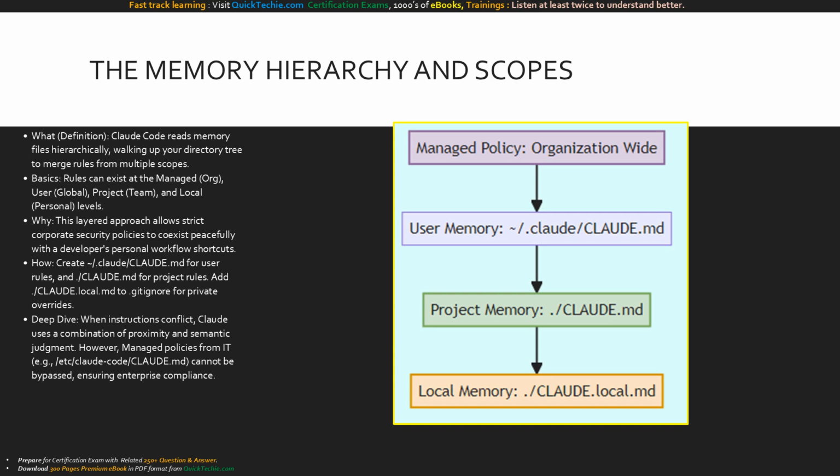To truly master context engineering, you must understand the memory hierarchy. What is this? It's the system Claude uses to read files from different levels of your directory tree and merge them together. The basics involve 4 main scopes: managed for organizations, user for your global personal habits, project for team-shared rules, and local for your private sandbox.